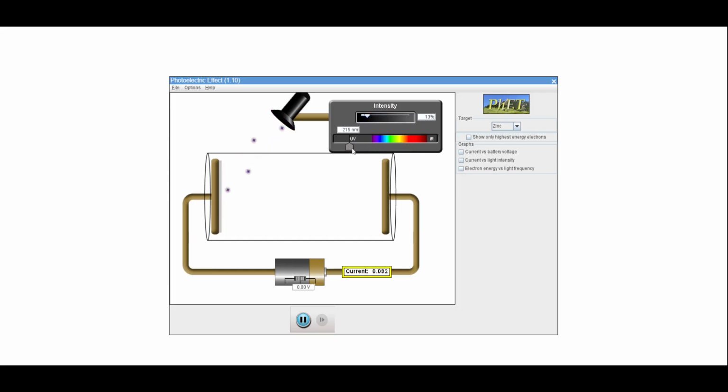But if we change to a different colour of light, then we can see that these photons do have enough energy each to release one electron. The light is emitting individual photons, and each one of these has energy. If that photon has enough energy to release an electron, the electron will absorb it and it will be released.